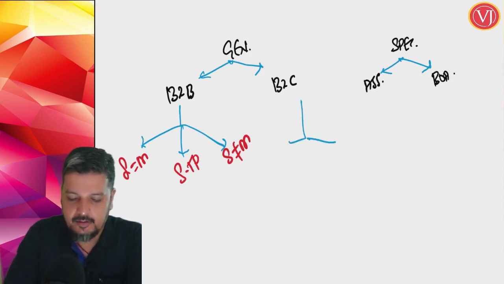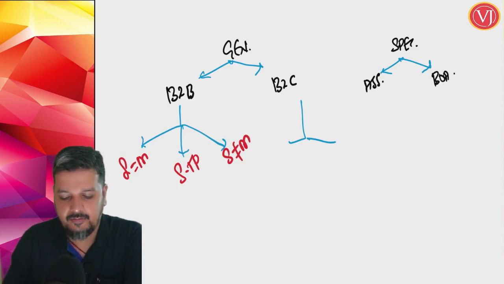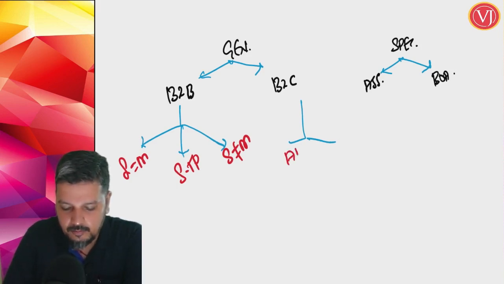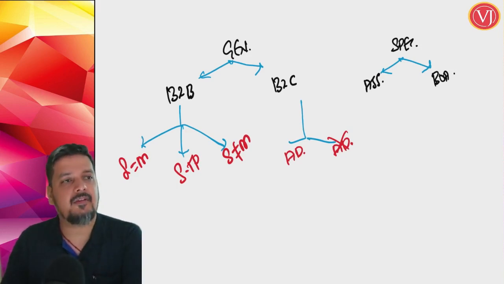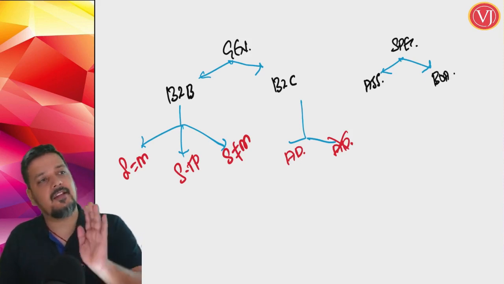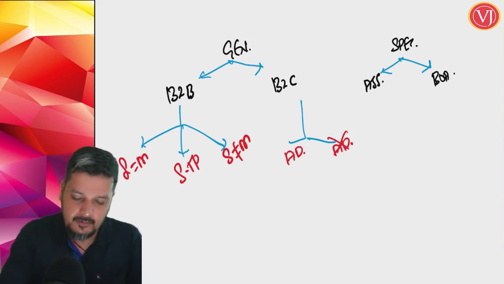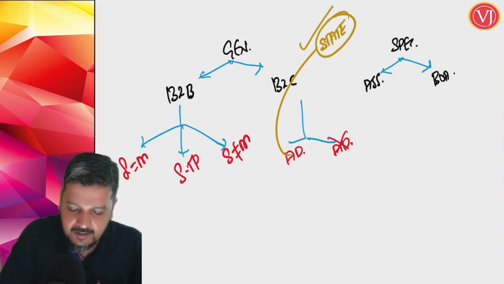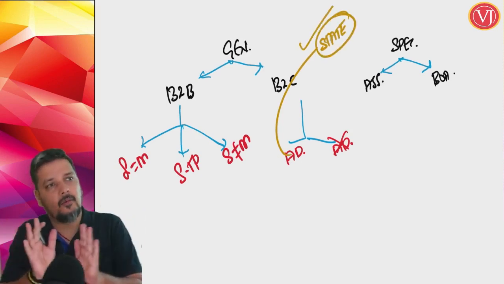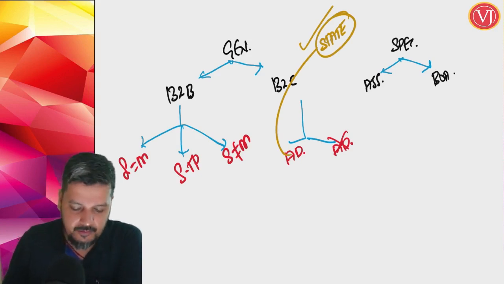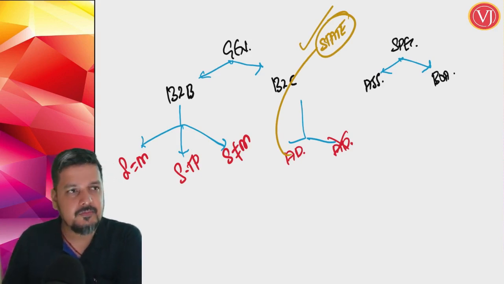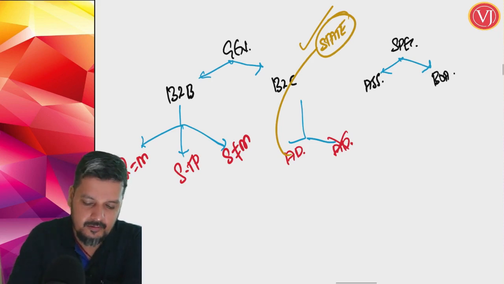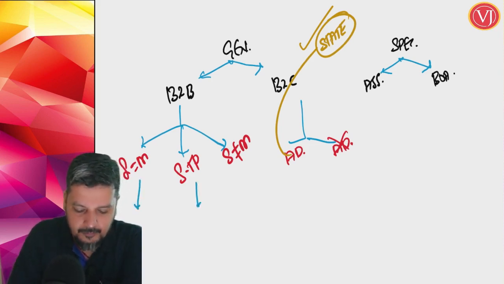B2C: recipient's address is known, recipient's address is not known. Even knowing the state is equal to knowing the address, not the entire address. So there is a clarification: just knowing the state is sufficient. You need not know the entire address. Now, let us talk about place of supply for all of them.